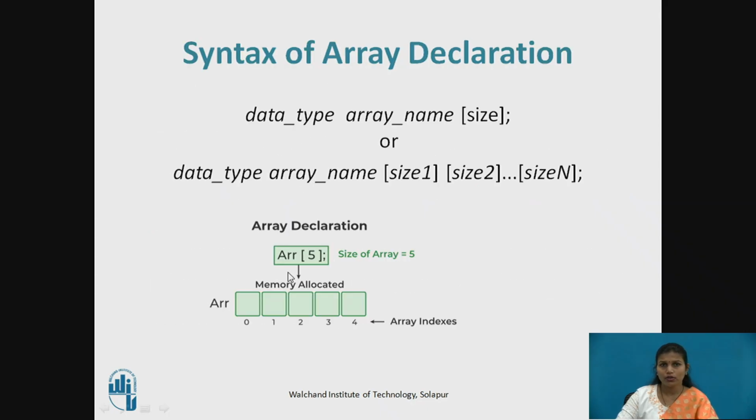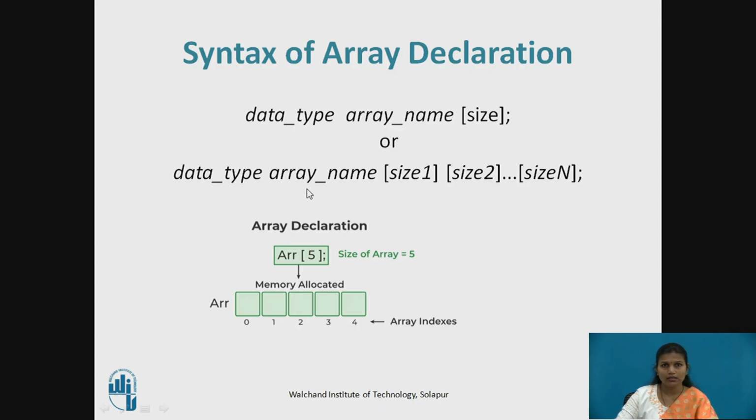Before going to the example, let's see the syntax: data type, array name, and size. This is the single dimensional array. For the data type, you can use any data type. Suppose you want to create a character array, you can write char here. If you want to declare an integer array, you can write int. Array name, you can provide any name to the array, and size, how many elements you want to store in the array, that much size you have to provide over here.